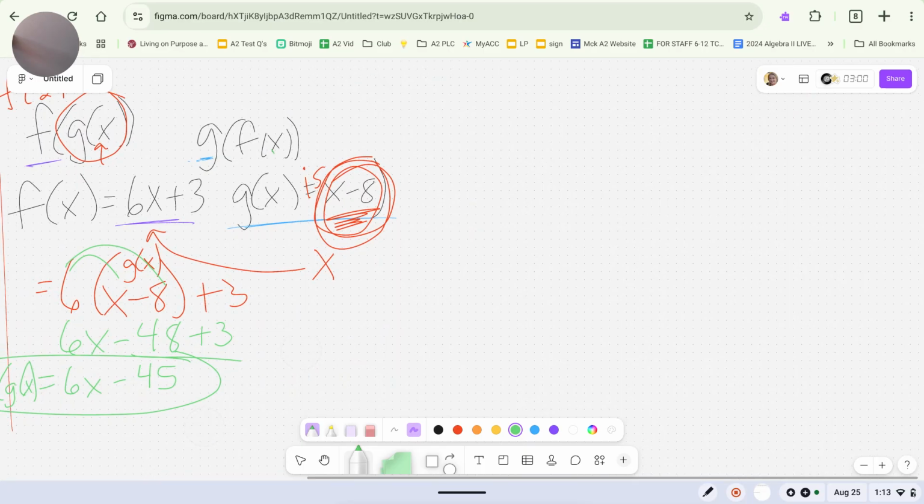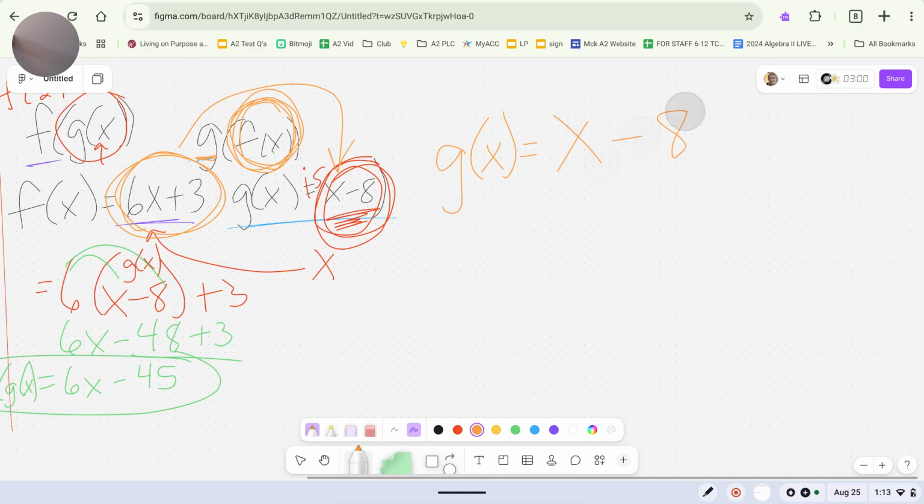So here, let's try this one. I'll do it in orange. This f of x is in the middle. It's the middle of the ooey gooey cinnamon roll. So I'm going to use that one to go in here as the x. So I'm putting my g of x, which is the outside letter, first. I'm saying x minus 8. Well, since f of x is in the middle of my cinnamon roll, I'm going to put whatever f of x is, which is 6x plus 3. So instead of x, I'm going to say 6x plus 3.